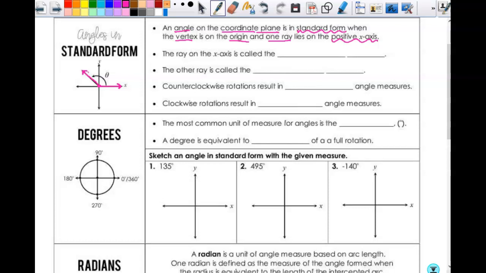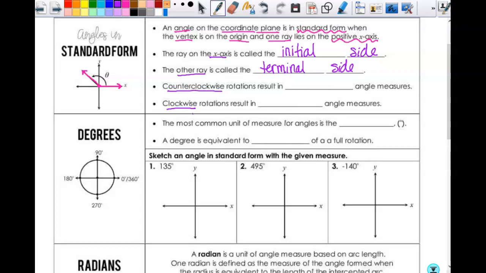We good? All right, so the ray on the x-axis is called the initial side. This is where you start. The other ray is called the terminal side because that's where you end. Okay, initial and terminal side. So you can rotate two different ways. You can rotate counterclockwise or you can rotate clockwise. And they result in two different kinds of angles. You can tell me positive and negative.